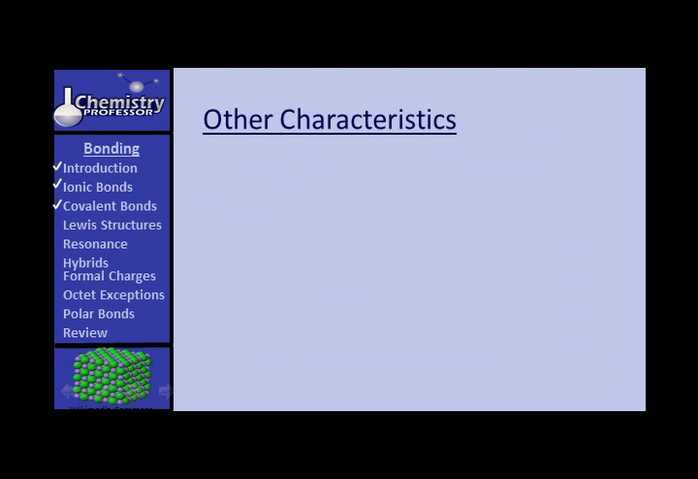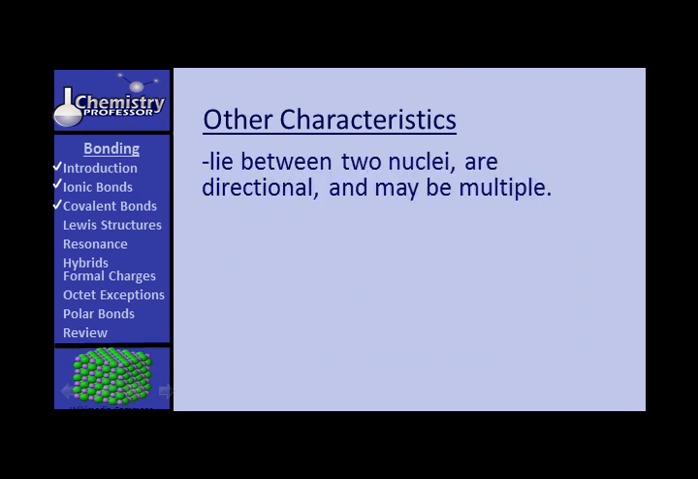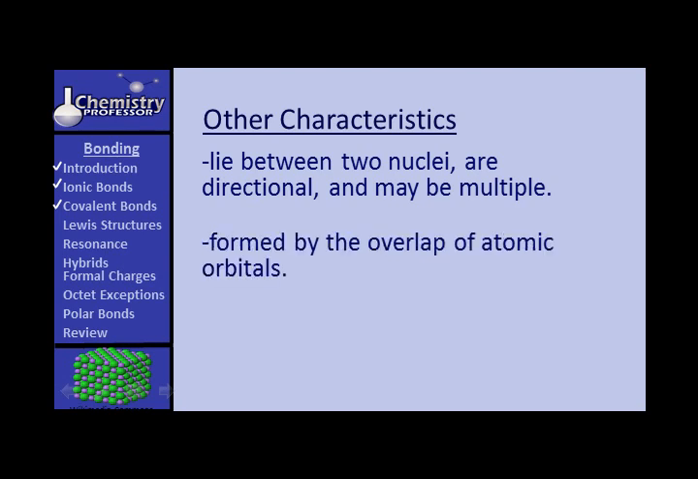Characteristics of covalent bonds. Well, covalent bonds, we think, lie between two nuclei. They lie specifically between two specific nuclei. They are directional. In other words, they are between those two atoms, not out in all other directions in space. And they may be multiple. They're formed by the overlap of atomic orbitals.